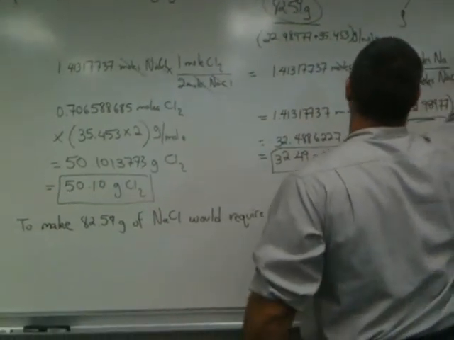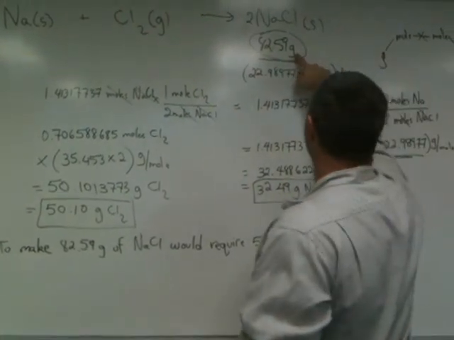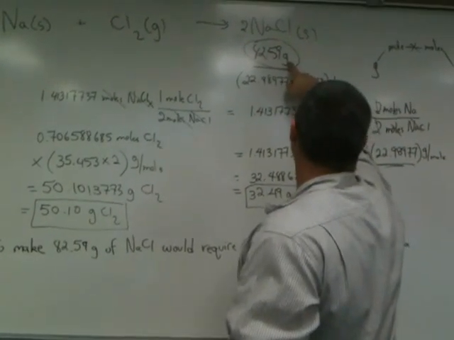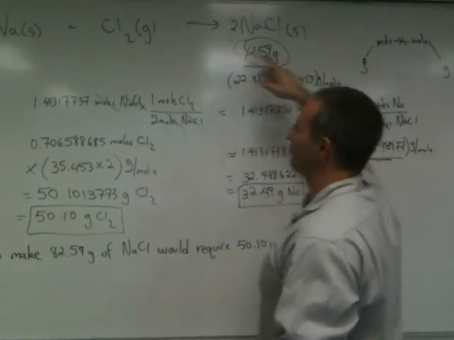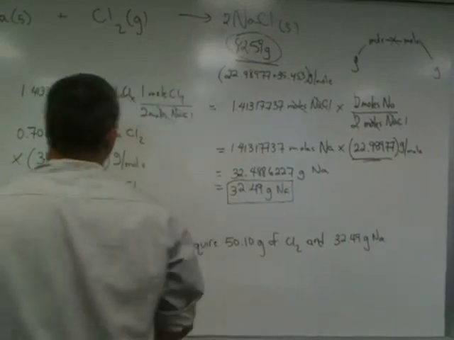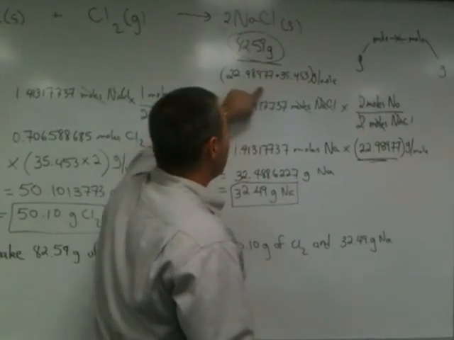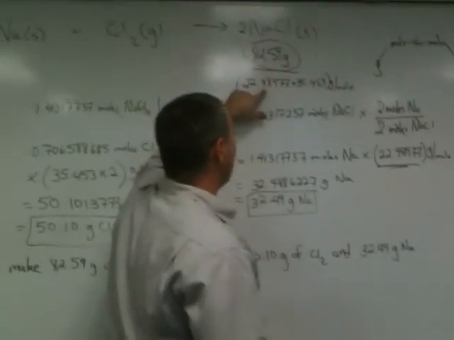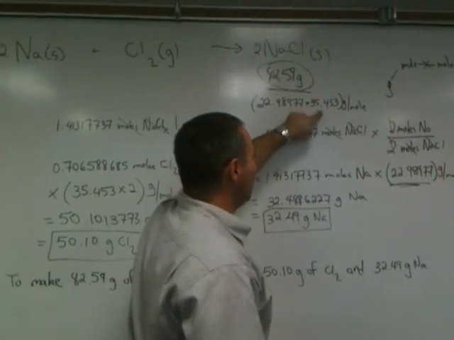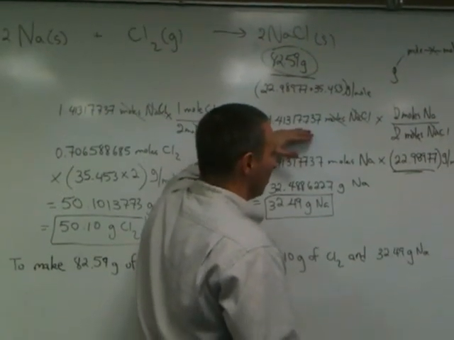We're starting off with grams of sodium chloride. And the grams of sodium chloride will be converted to moles of sodium chloride. We'll go through the stoichiometry to then find the grams of sodium and chlorine. So we began by taking the 82.59 grams of sodium chloride, dividing by the molar mass of sodium chloride, which is the sum of the molar masses of sodium and chlorine. We found out that we had 1.413 moles of sodium chloride.